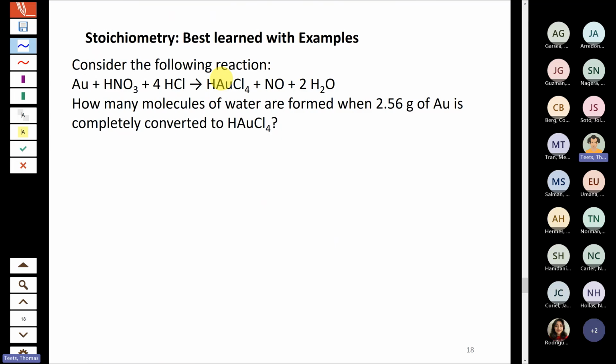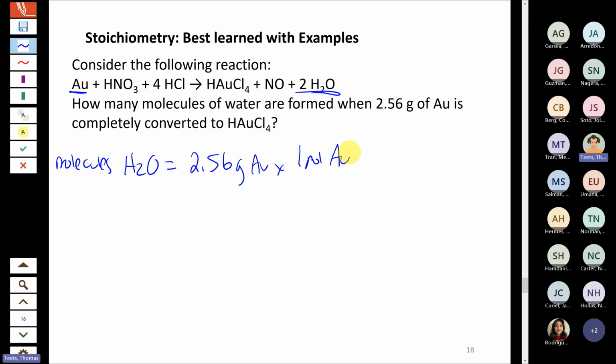All right, so we're given the mass of gold. We're trying to find how much water is formed, in this case, in terms of number of molecules. So just like any other problem we've done in this part of the course, it's helpful to write out what we're looking for. We're looking for number of molecules of water, and then we have a starting point, and we're going to work through a series of conversions until we get to that endpoint. So the number of molecules of water, we have 2.56 grams of gold. So we're going to convert that into moles first.